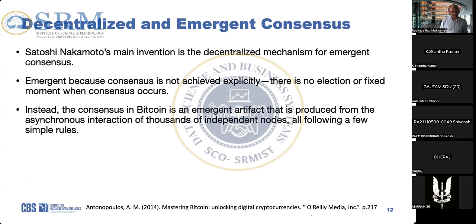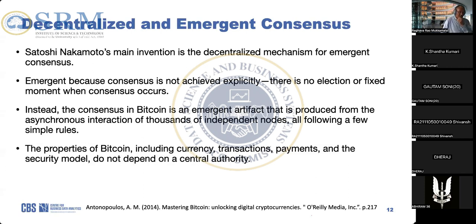Instead, the consensus in Bitcoin is an emerging artifact that is produced from the asynchronous interactions of thousands of independent nodes. So what does it mean? The consensus is achieved, emergent in nature, and this happens based on the interactions between thousands of independent nodes, transmitting the transactions and also transmitting the blocks and things like that.